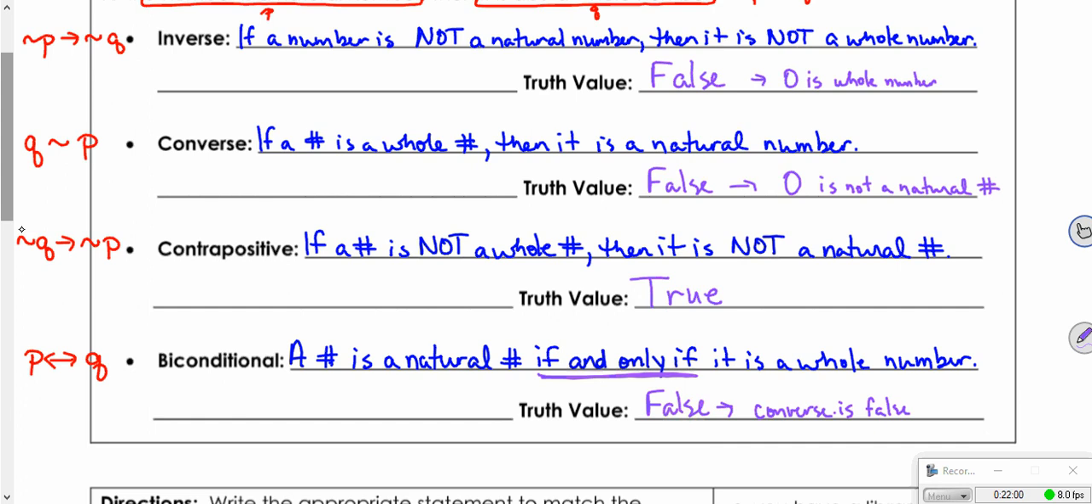Okay, so if a number is a natural number, then it's a whole number. That's true. But if a number is a whole number, then it is a natural number is not true. Okay, so again, it goes one direction, but it does not go the other.